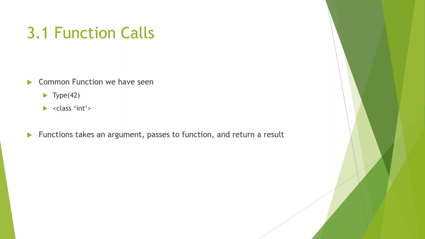Type is the function. Functions can take an argument, and it can also be passed to a function, and it can also return a result. It is common to say that functions take the argument and return a value. The result can also be a returned value as well.